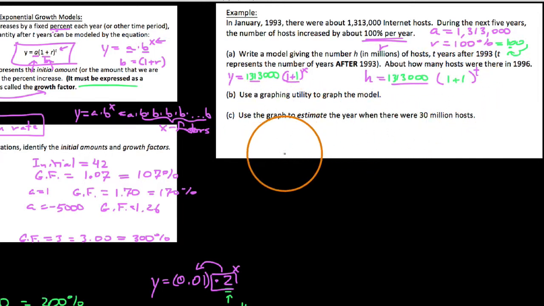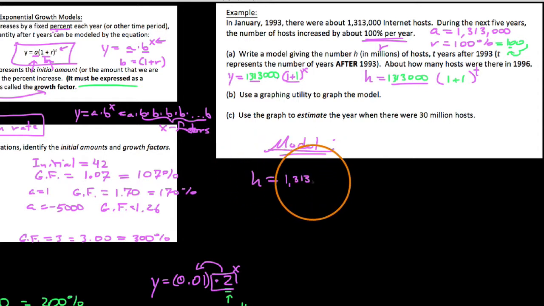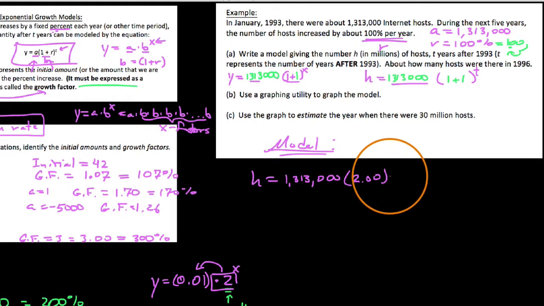So in other words, this is our model. We haven't done anything with it yet. We say that the number of hosts is equal to starting at 1,313,000 and then growing by 1 plus 1 to the t. I'm going to say that's 2 to the t. I'm going to say that's 2.00 to the t, just to emphasize the fact that it's growing by 200%. That is, it's doubling every time.